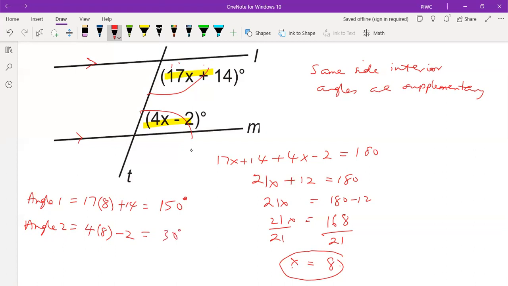All right, so check and see. This is 150 here, and then this other angle is 30. Are they supplementary to each other? Yes, they are. So it means the answers are correct.